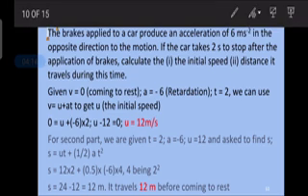Second problem. The brakes applied to a car produce an acceleration of 6 meter per second square in the direction opposite to the motion. So brake means what? The car will accelerate or decelerate? It will decelerate, right? So therefore here it is retardation. If the car takes 2 seconds to stop after the application of brakes, calculate the initial speed and the distance travelled during this time.